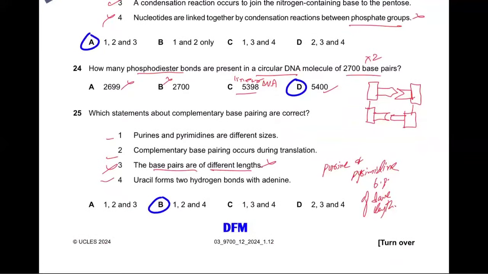Which statements about complementary base pairing are correct? We know purines and pyrimidines are of different sizes. Complementary base pairing occurs during translation. Yes. Base pairs are of different lengths. No, they are not of different length. All purine pyrimidine base pairs have the same length.